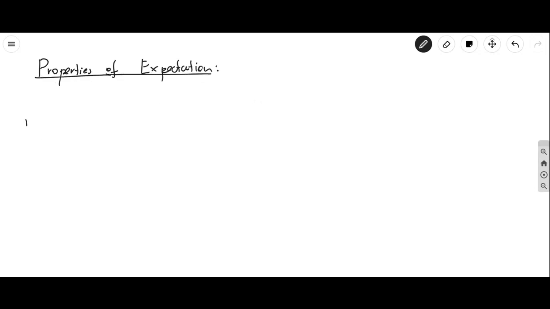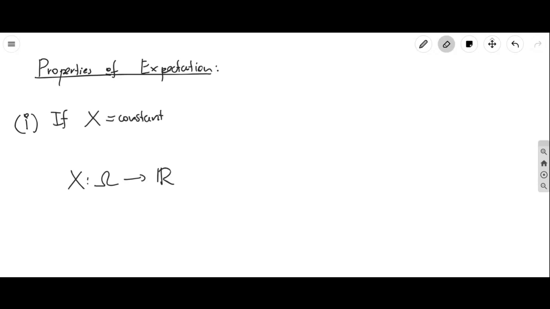So the first property of expectation is if x is a constant. Now, you might find this a little bit confusing. What exactly do we mean by constant? Well, what we mean is that a random variable is, after all, a map from the sample space to the real line. It's just a function. And we're saying this is a constant function that always returns the same number no matter what you do.